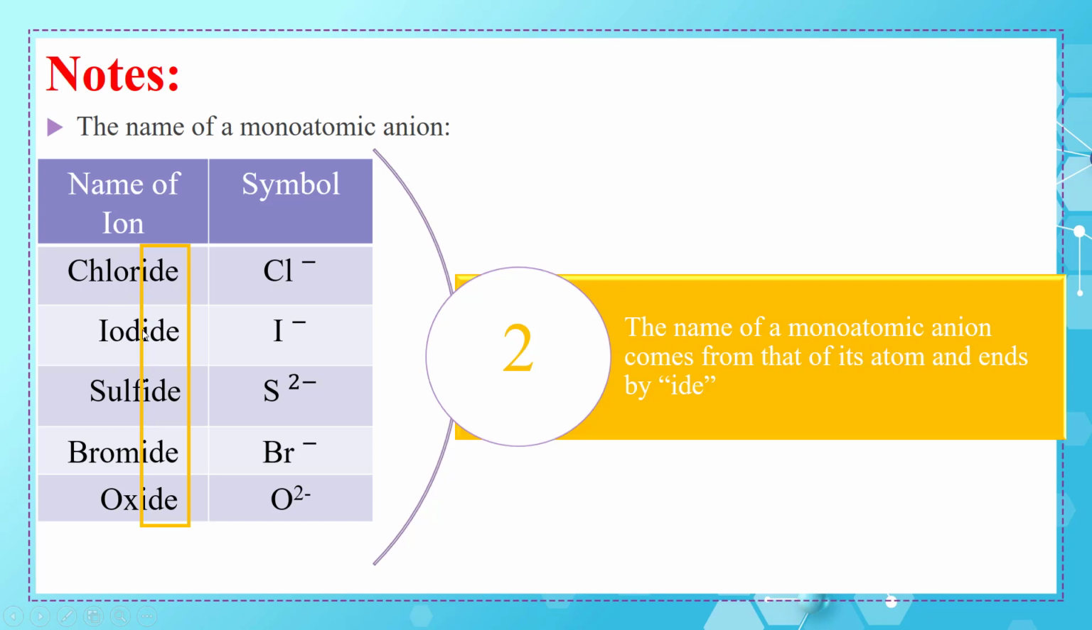As you see here, I have chloride, which is Cl-. The atom of chloride is chlorine, so I delete the INE in chlorine and substitute it by IDE to become chloride. What about iodide? Iodide is made up of an atom which is iodine. I remove the INE from iodine and substitute it by IDE to become finally iodide.